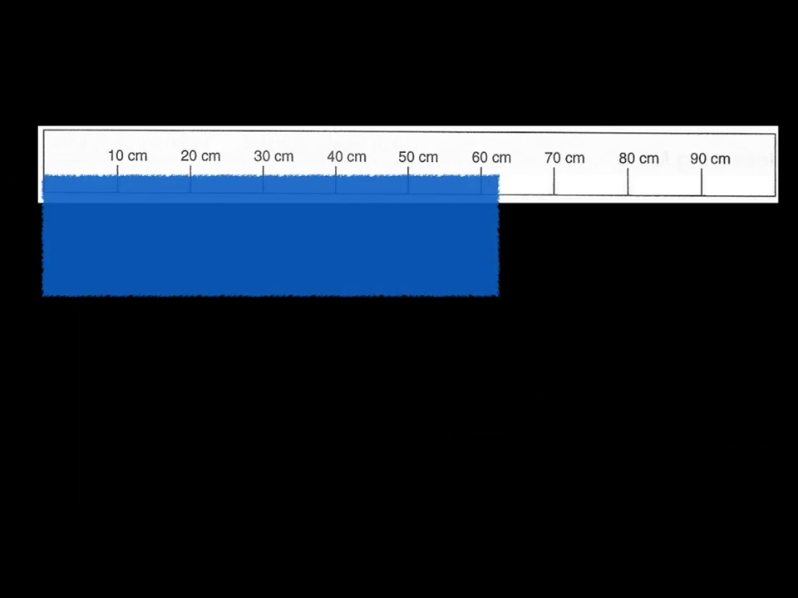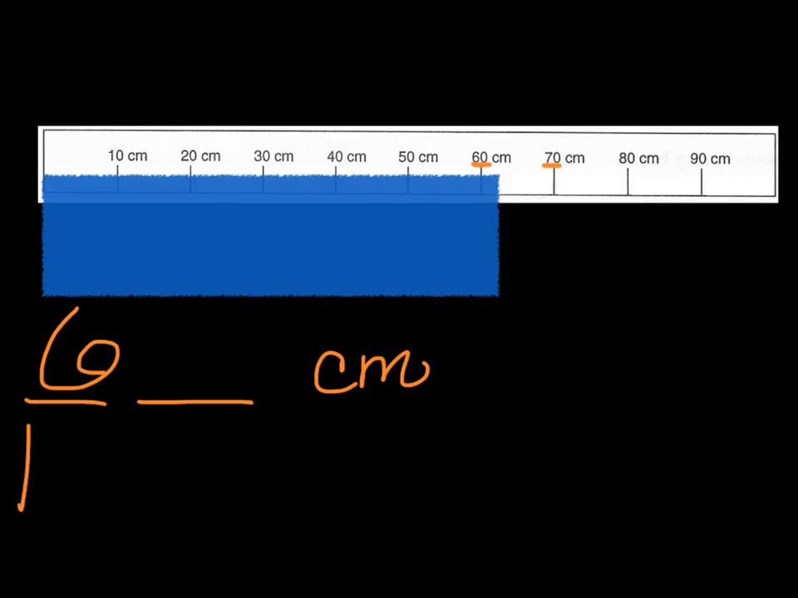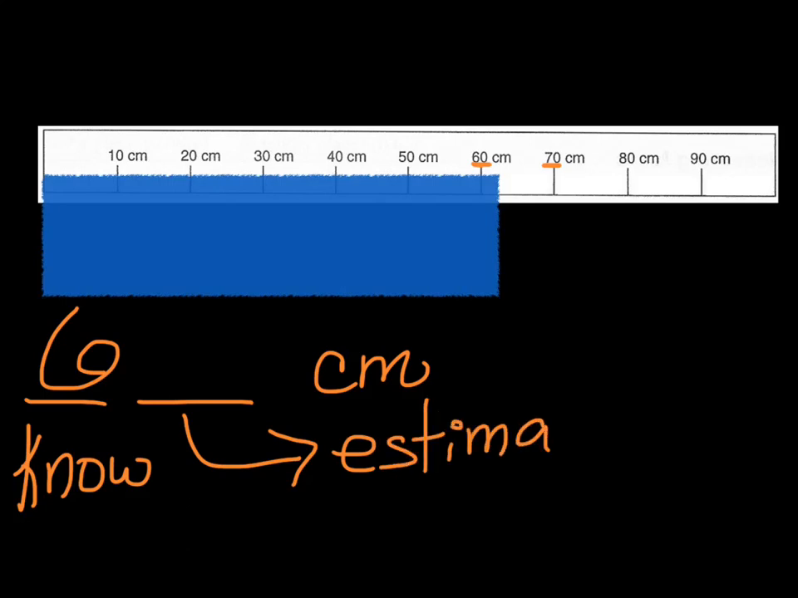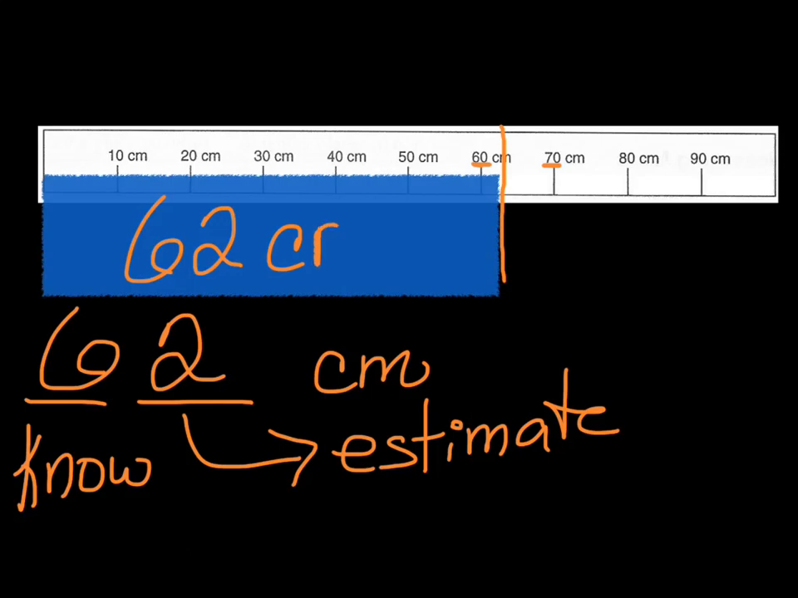I'll start with the ruler with less gradations. I'll first note that the cloth lies between the 60 and the 70 centimeter mark. So I know that the length of the cloth is going to be 60-something centimeters. Okay, I know it's going to be 60. However, for the something, I'm going to have to guess, or a better way to say it is estimate. I'm going to have to estimate that number to the best of my ability. So let's see, I'm going to say it is 62 centimeters. So using this ruler, I came up with a length of 62 centimeters.